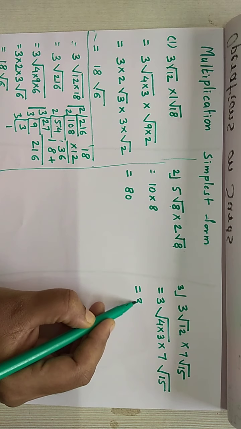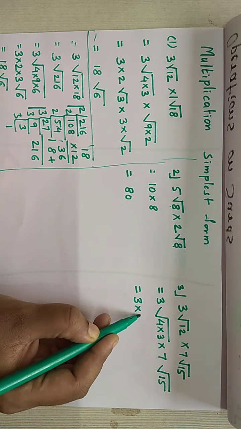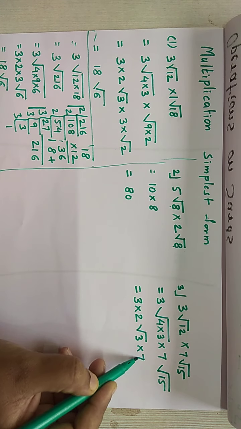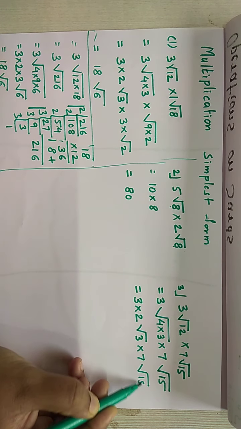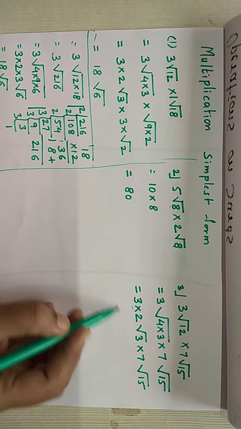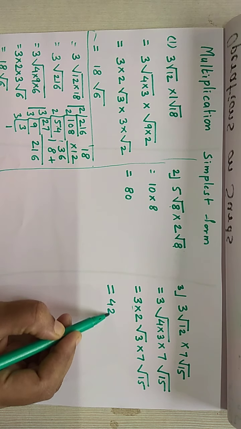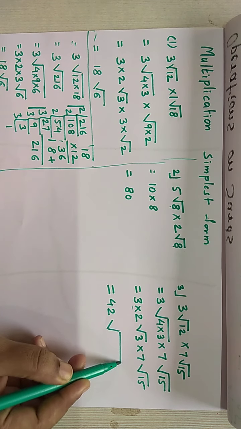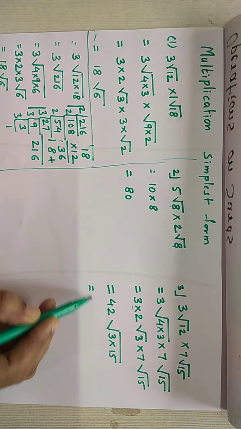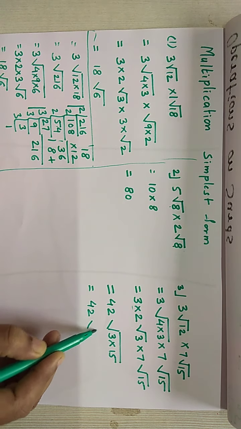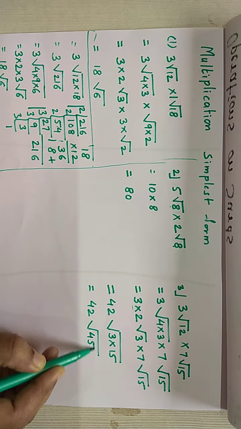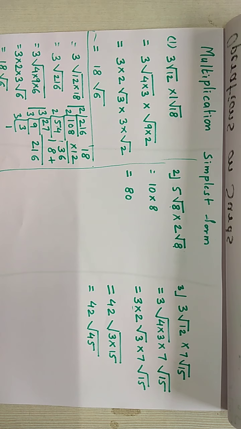So this will become 3 into 4 square root is 2. Inside the root 3 remains, into 7 root 15. So all the outside numbers now will multiply. 3 2s are 6, 6 7s are 42. And all the inside root numbers we multiply. 3 into 15. That will become 42 root of 15 into 3, how much? 45. Okay. Now is the sum over?